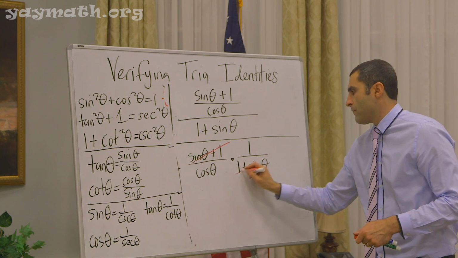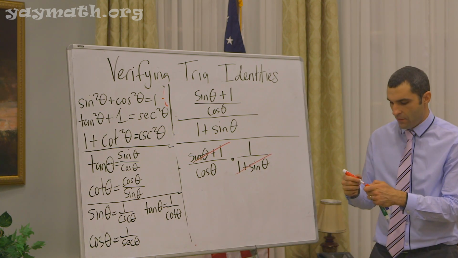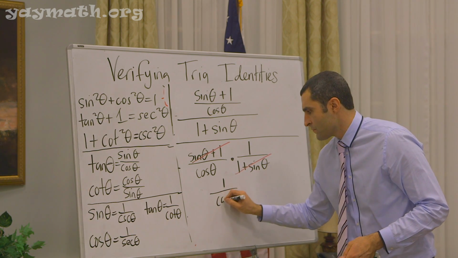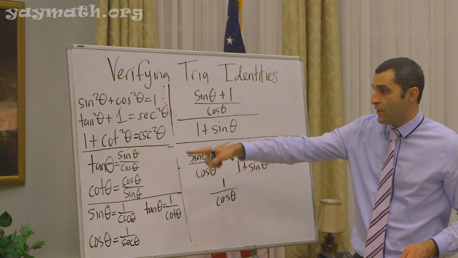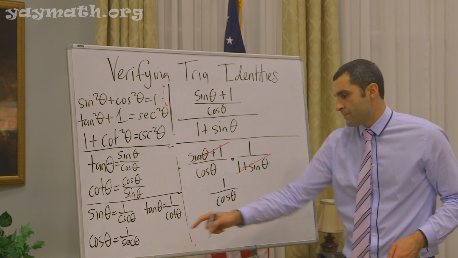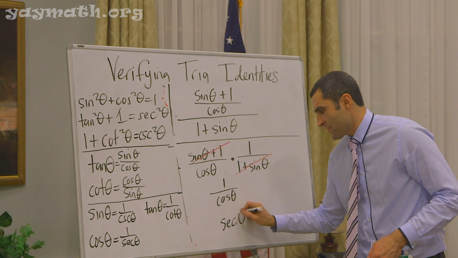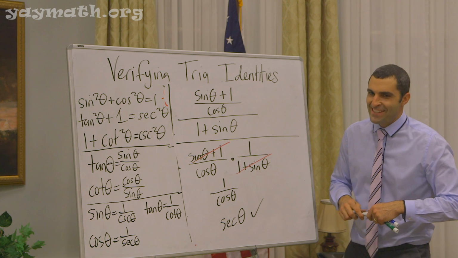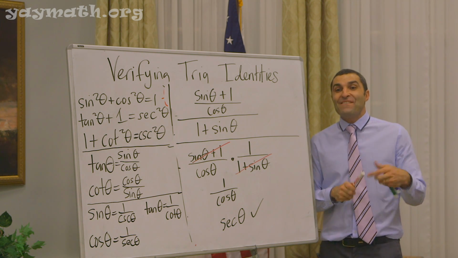The top is going to be cosine, and the bottom is cosine too, so it's 1 over cosine, which is secant. And that was what it was originally. Look at that, it evaporates down to secant.